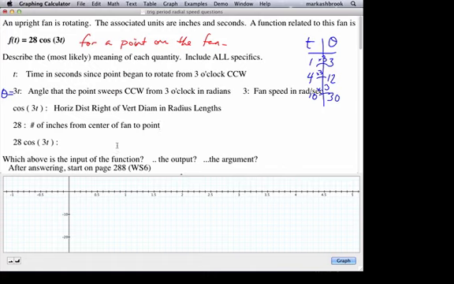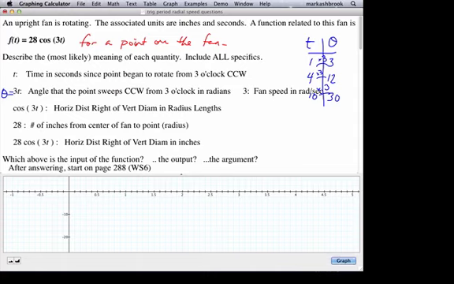Okay, so then what is the 28? Cosine 3t is the number of radius lengths to the right. What does it mean to multiply that by the length of the radius? What do we get? The horizontal distance to the right of the vertical diameter in inches. Well said. So if cosine is in radius lengths and we multiply it by the length of a radius, then we're going to get it in the units of the radius. So now we're in inches.